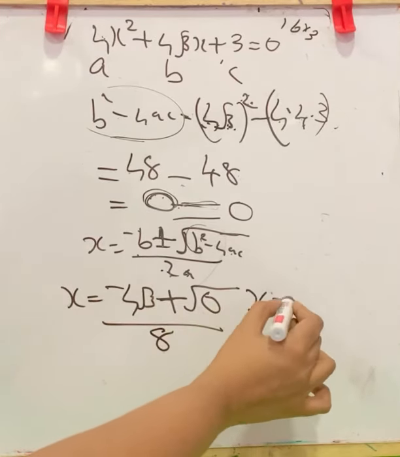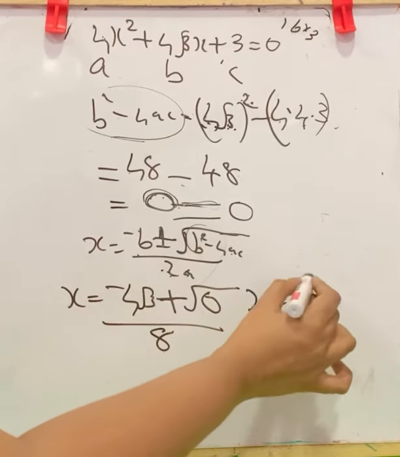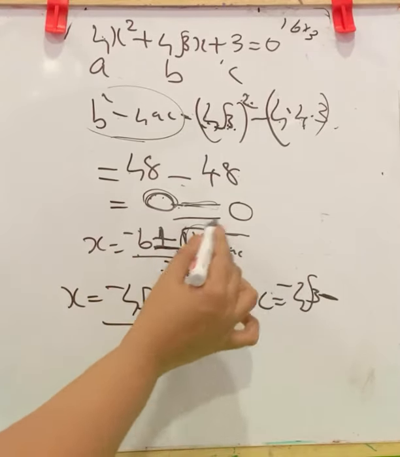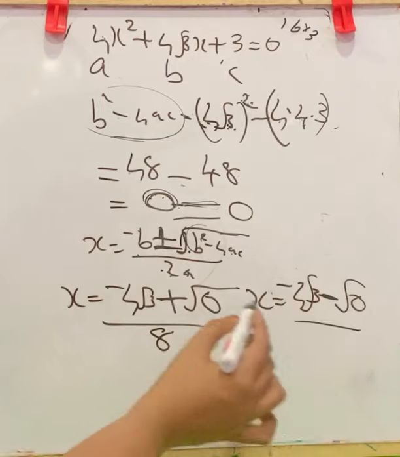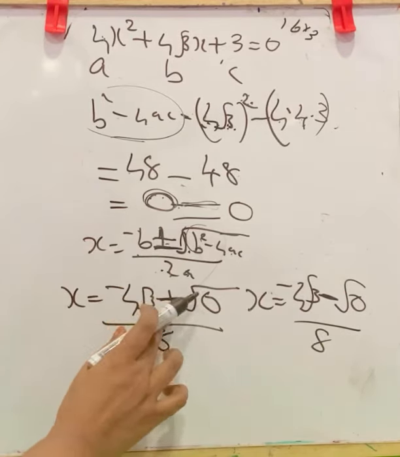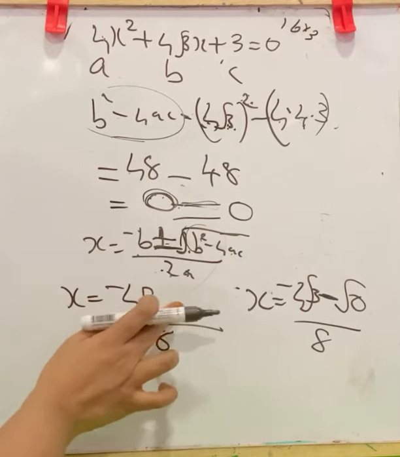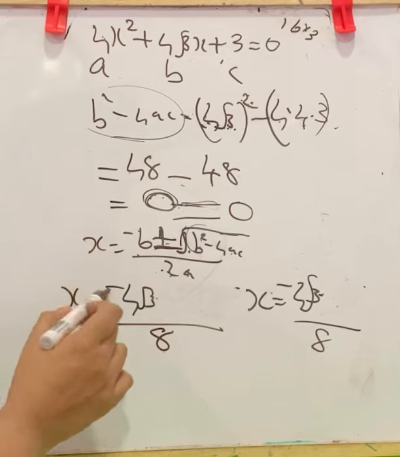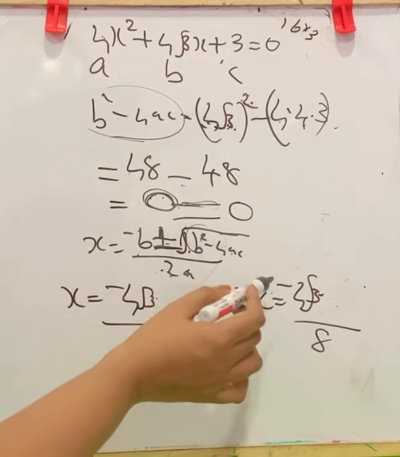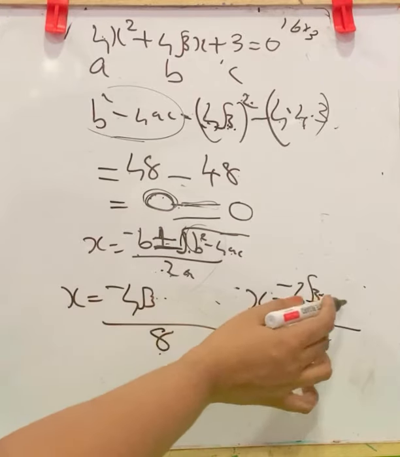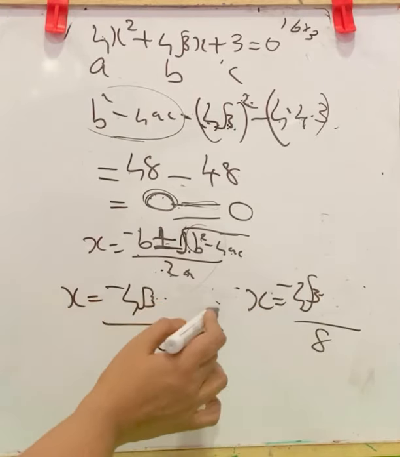And the other case is x is equal to again minus b, 4 root 3 minus, again this term is 0. Root 0 by 2a is 8. So here plus root 0 is 0. So this term is cancelled. Here also this term is cancelled. So we have minus 4 root 3 by 8 and again minus 4 root 3 by 8. This plus term and this minus term get cancelled because they were zeros.